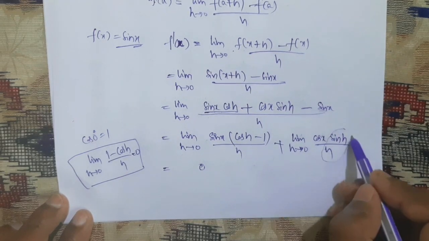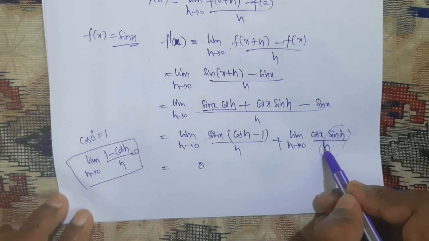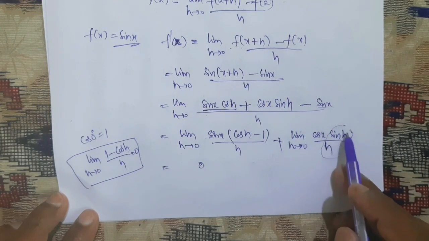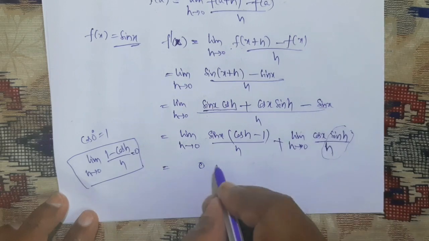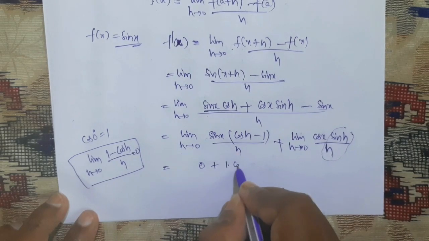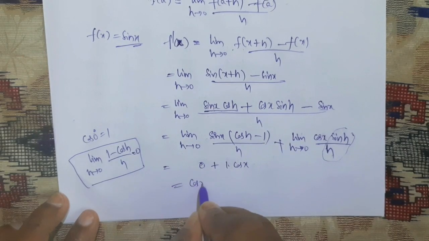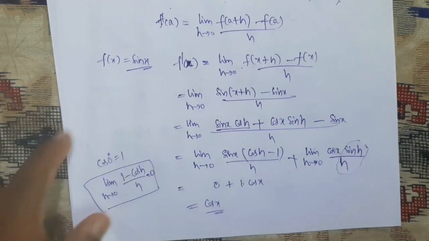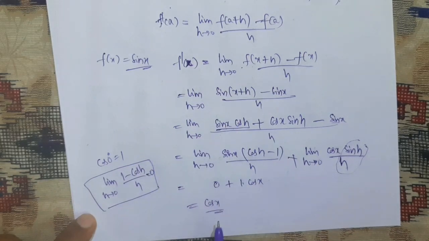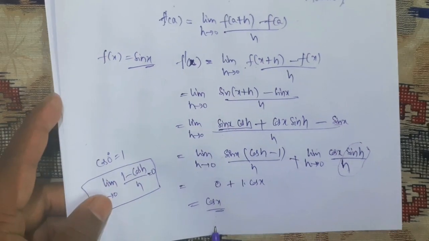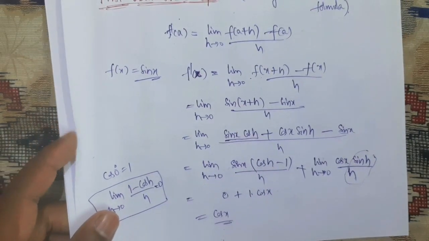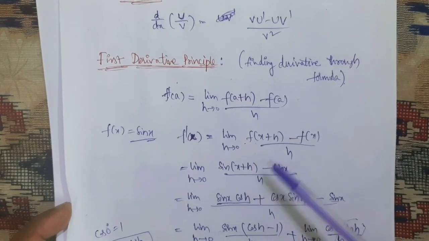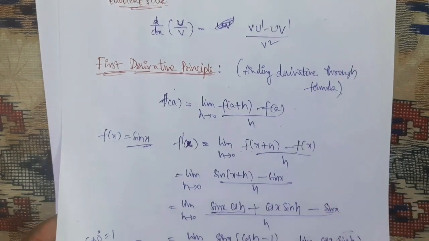Plus limit h tends to 0, what is sin h by h? According to the sandwich theorem, sin h by h, when h tends to 0, that value is 1. So 1 into cos x, that is nothing but cos x. That means when f of x is sin x, f dash of x will be equal to cos x. So this is how we will find the formulas by using the first derivative principle. That first derivative principle is nothing but the derivative formula.